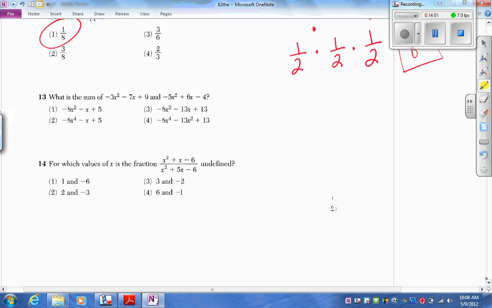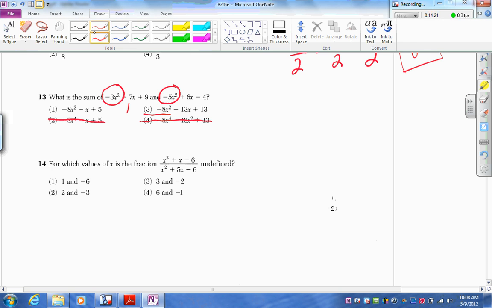All right, we're going to add these up. They couldn't have been a more easy question than this one. So we're going to add negative 3x squared and negative 5x squared. If you remember correctly, that's negative 8x squared. We don't change the exponent. So it can't be that one and it can't be that one. Then we're going to add, what's that? Oops, I can't tell if that's negative 7, so I've got to erase.